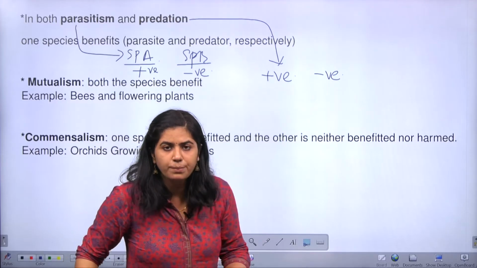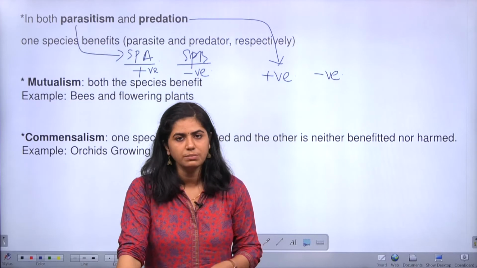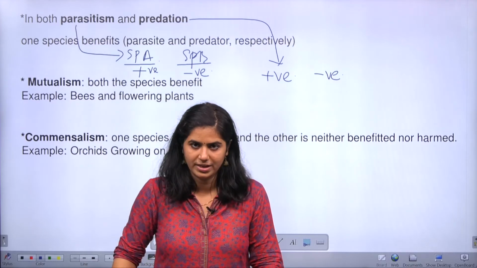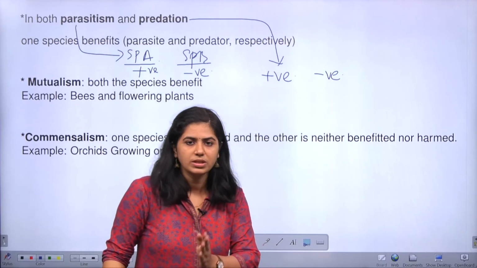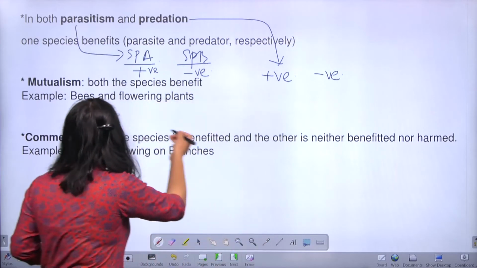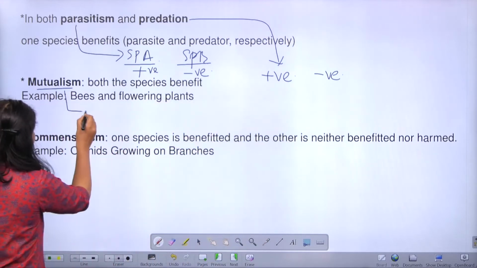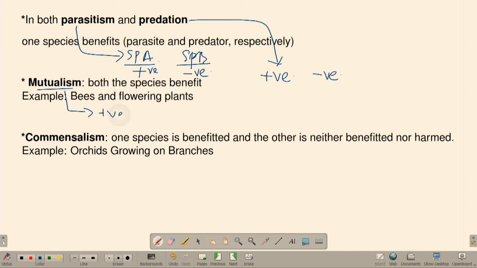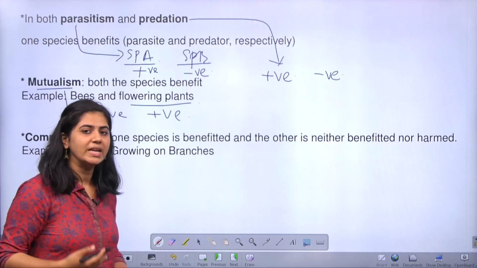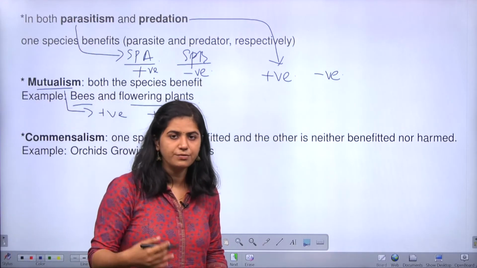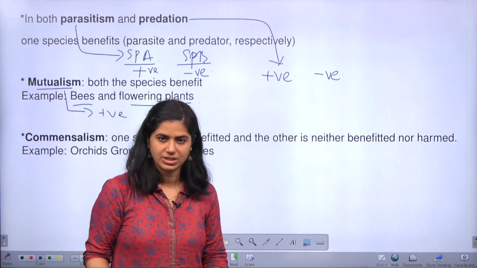Next comes mutualism. In mutualism, both the organisms are benefited, right? So both are on the positive side. The example here is bees and flowering plants. The bees get nectar to prepare honey, and the flower in turn gets pollination, right?